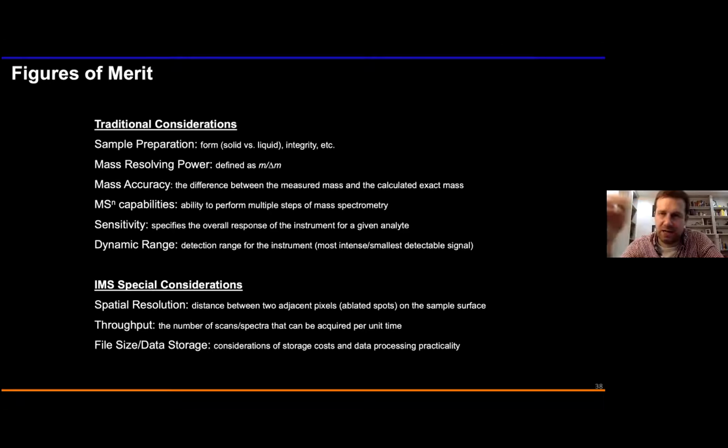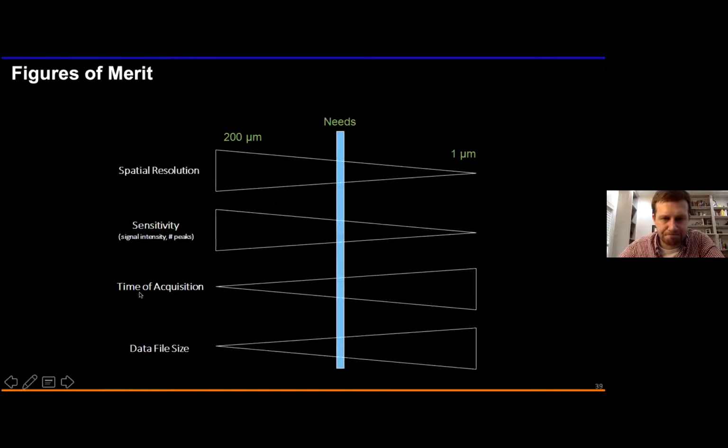Otherwise, we're going to spend days analyzing the sample. And then obviously, if we're analyzing thousands of pixels, the file size can become important as well. So it's not uncommon for some of the high performing mass spectrometers to acquire file sizes hundreds of gigabytes in size, maybe even a terabyte. So we have to choose our experimental parameters wisely.